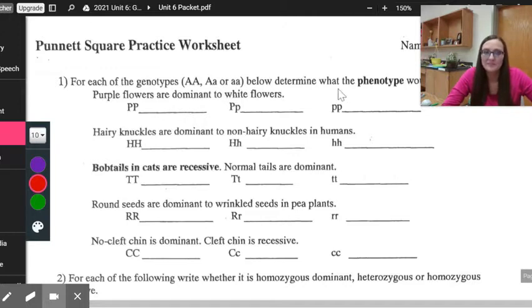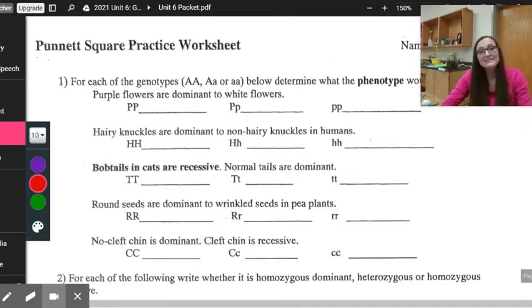We can do it. Purple flowers are dominant to white flowers. Hold up. All right, so what does that mean? What does it mean to be dominant and what does it mean to be recessive? Because recessive would be the opposite of dominant. Well, it doesn't mean that they're stronger or anything like that. What it means is if something is dominant to something else, it's the one that is more likely to physically show up in the appearance.